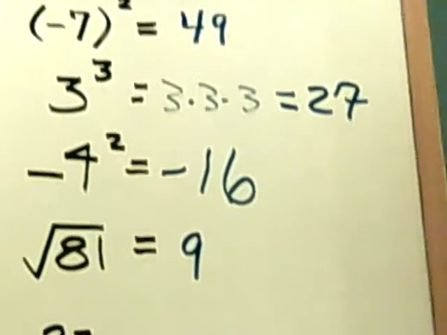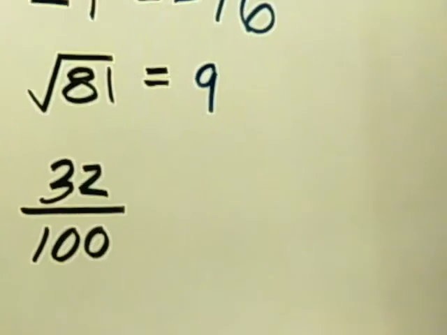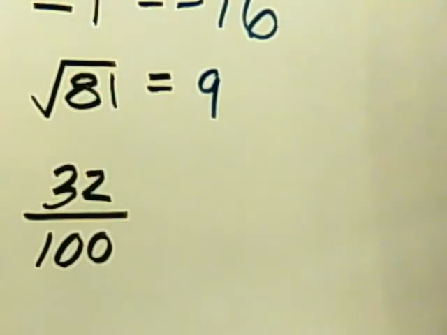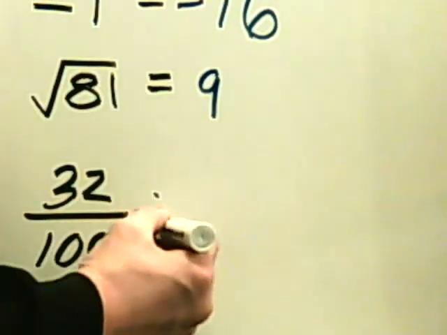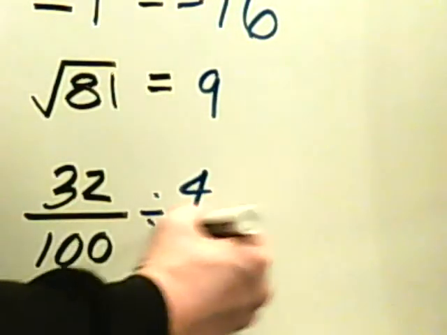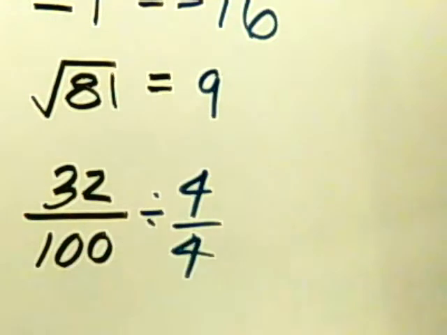Now I have to scoot this down a little bit. The last one on the page is 23 over 100. On this one, all that you're doing is simplifying the fraction. So you're going to divide the numerator and the denominator by the same thing. So we're going to divide by 4 over 4. Now, how did we know it was 4?